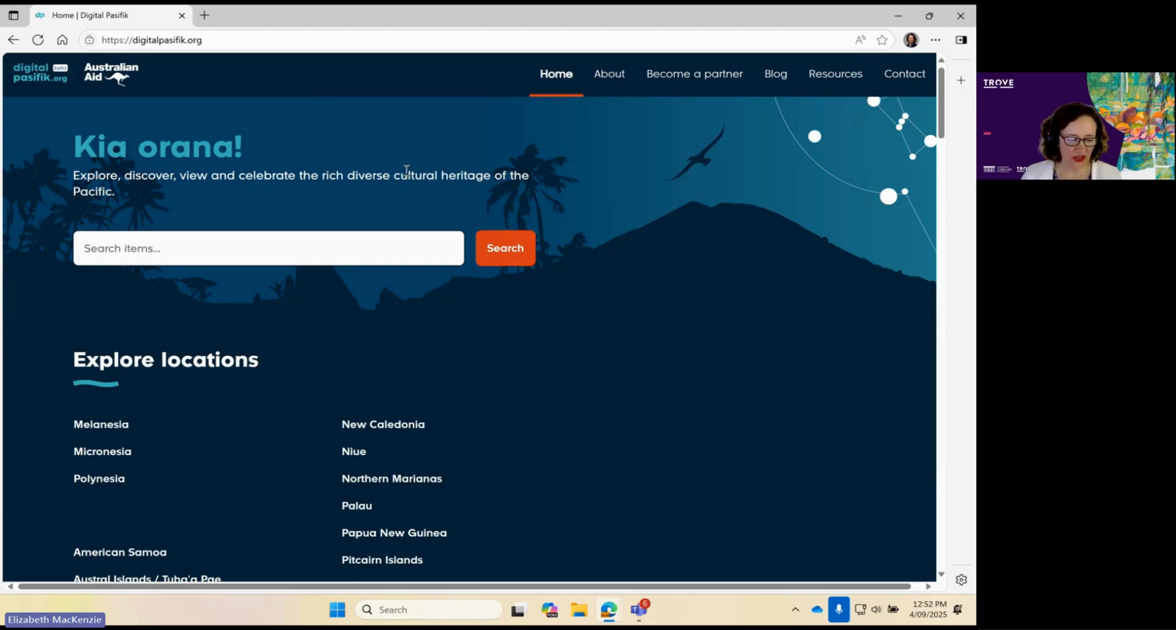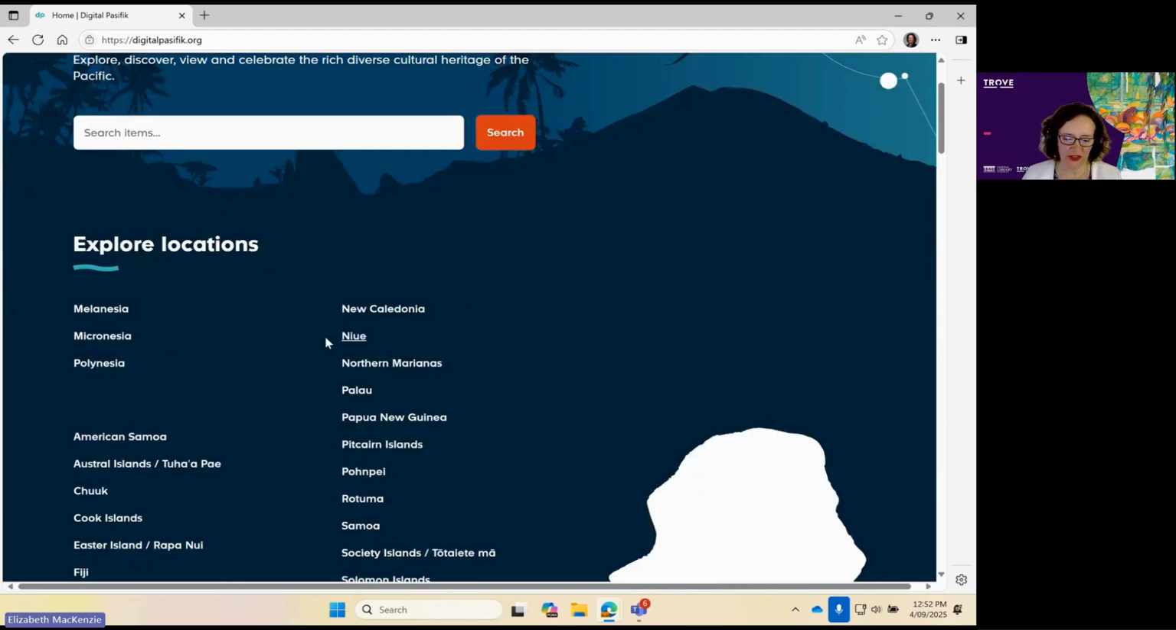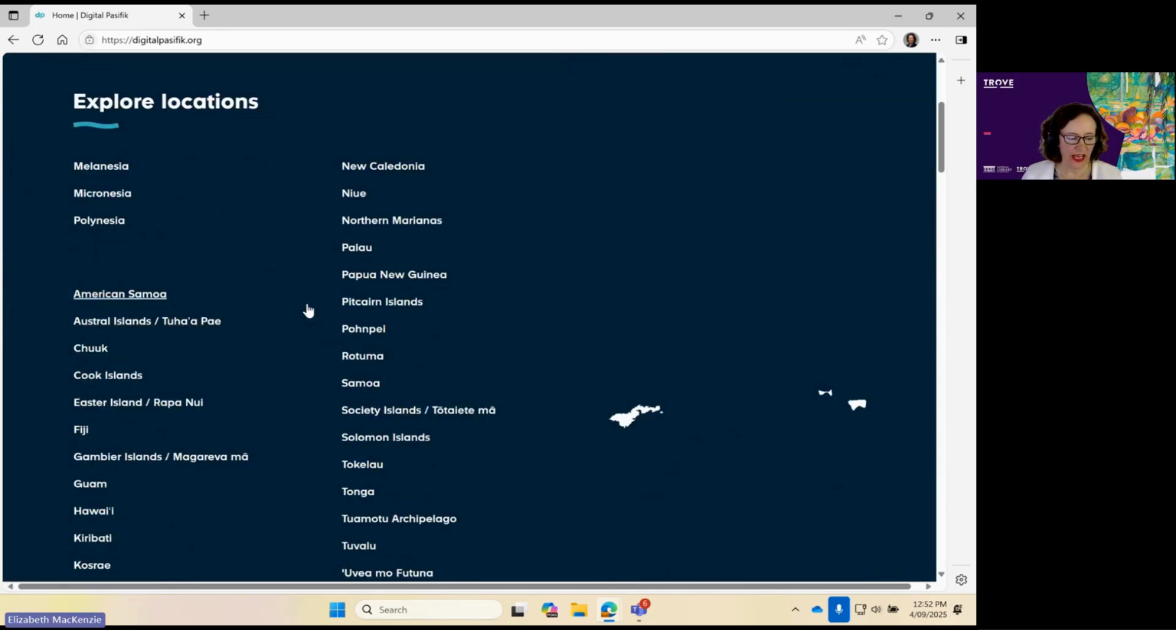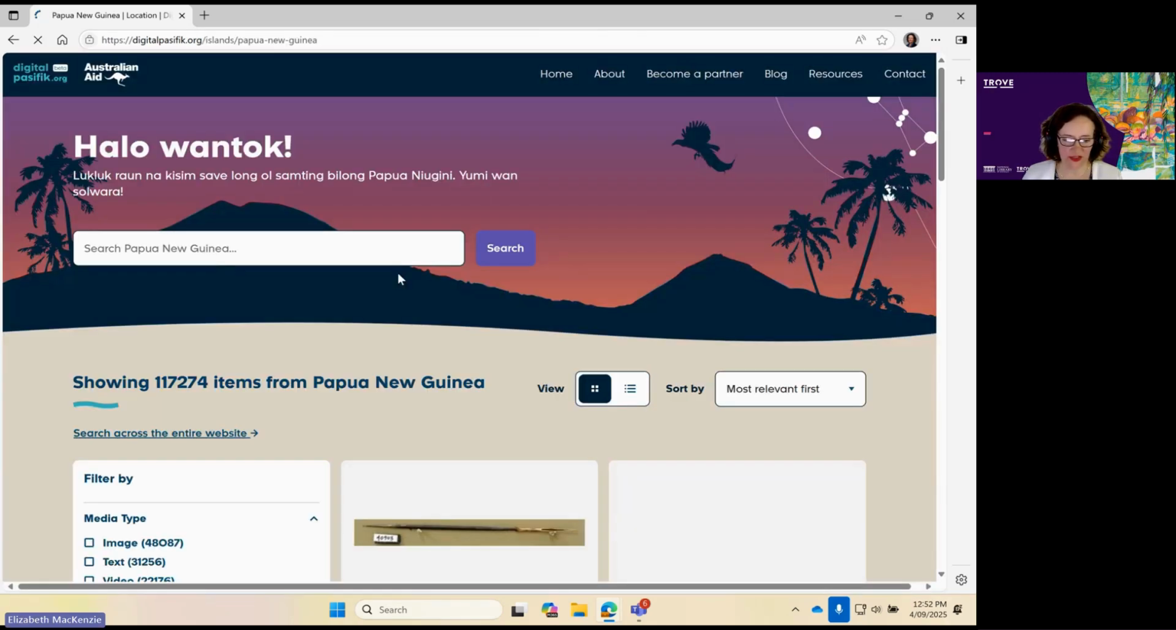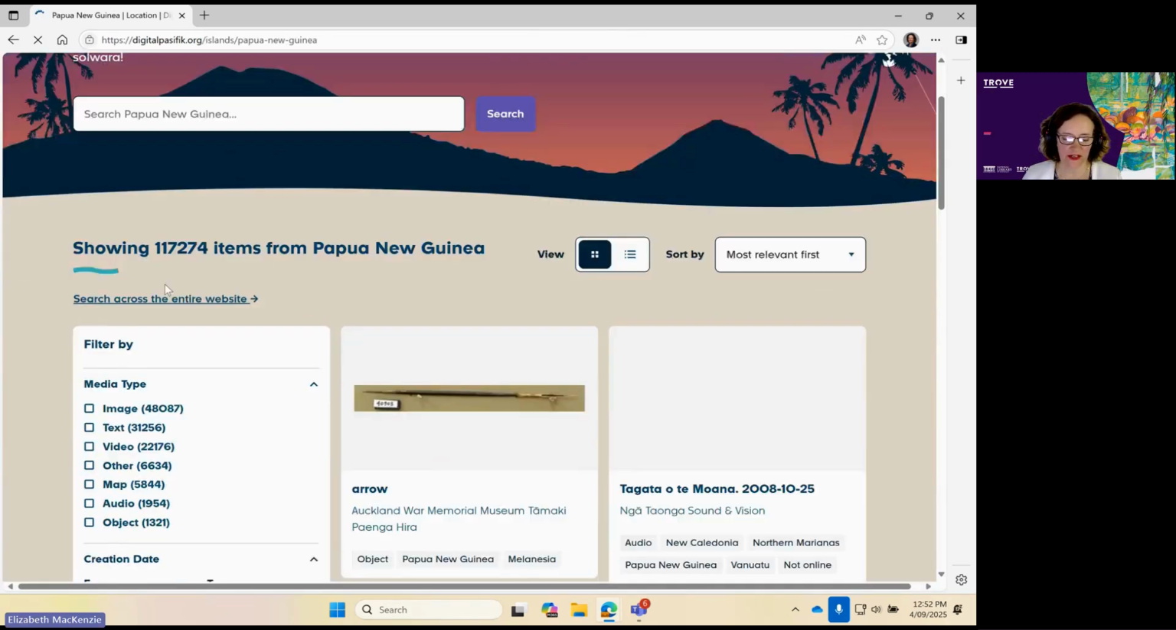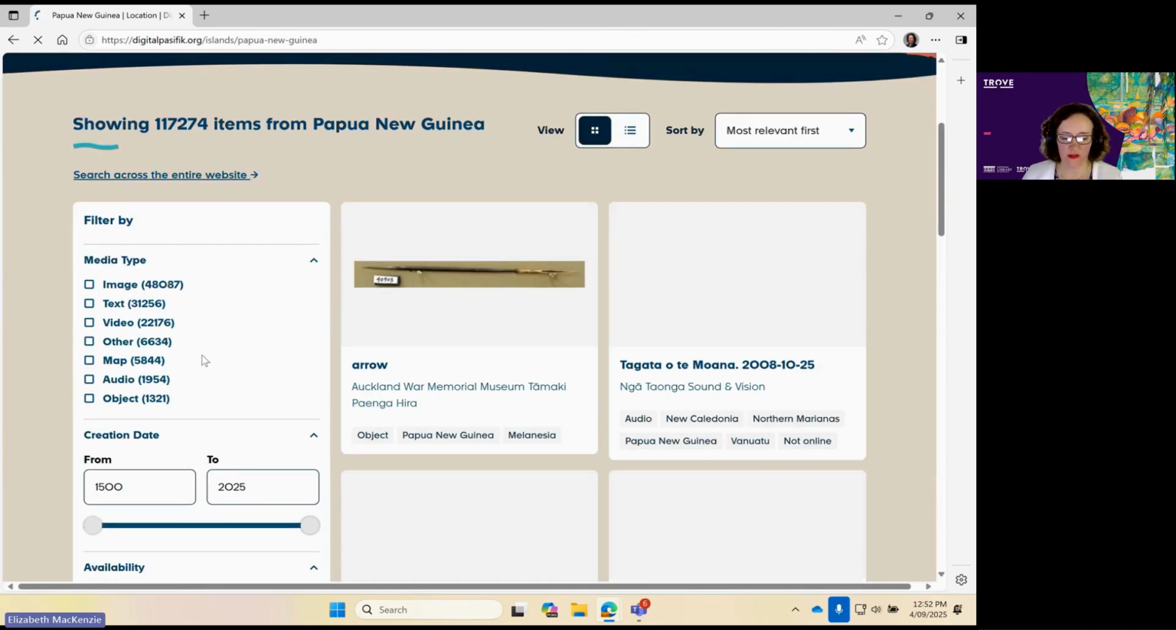You can see that the content is arranged by geographical order. And if we click on Papua New Guinea, there is a great arrangement of items that you can filter by media type, by creation date, and holding institution. This is a wonderful resource to browse all sorts of interesting information.